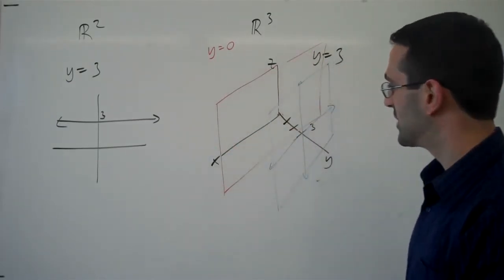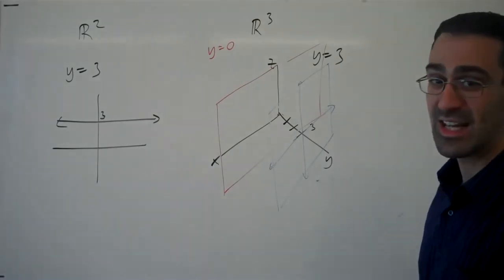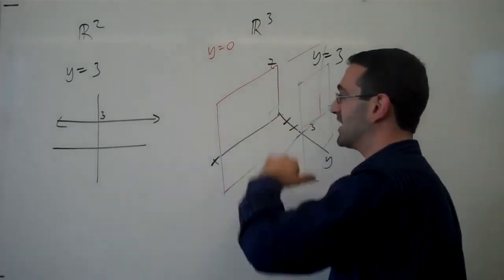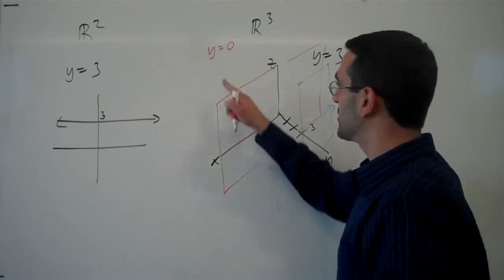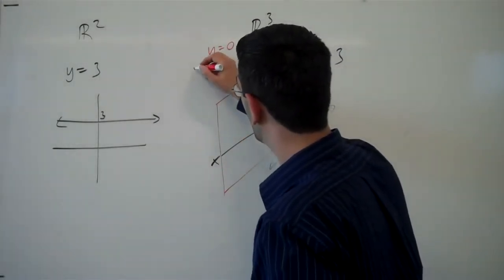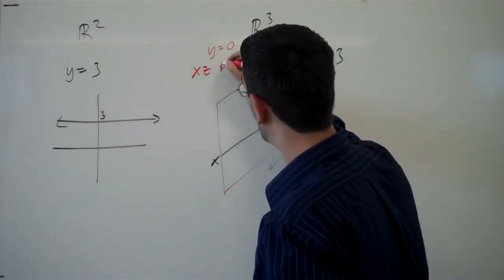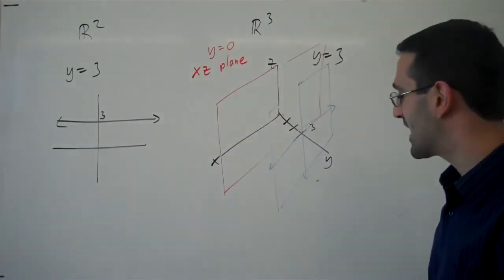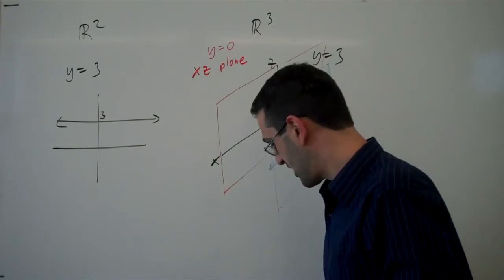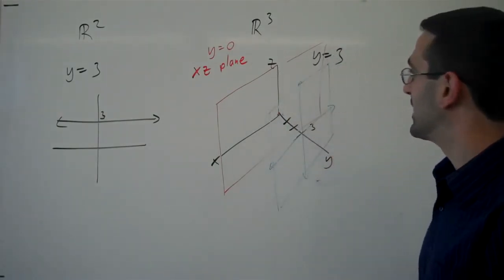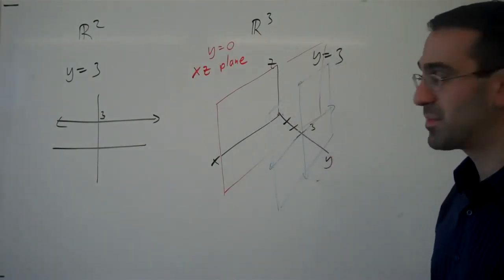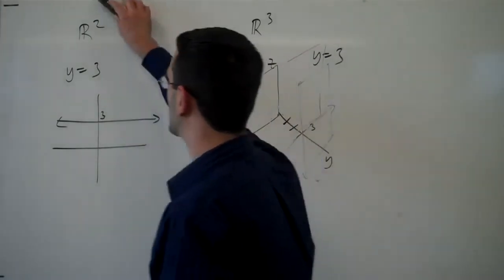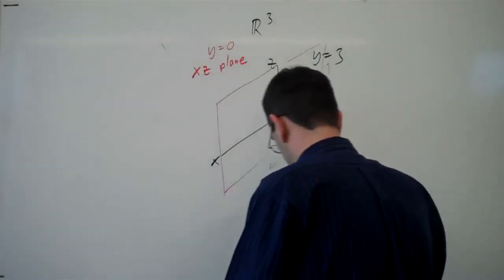So when y equals 0, we get the plane that includes the x and the z axes, and so this is sometimes called the xz plane. It is the plane that includes the x and the z axes. So likewise, we could talk about the yz plane and the xy plane, and so let's take a look at those.